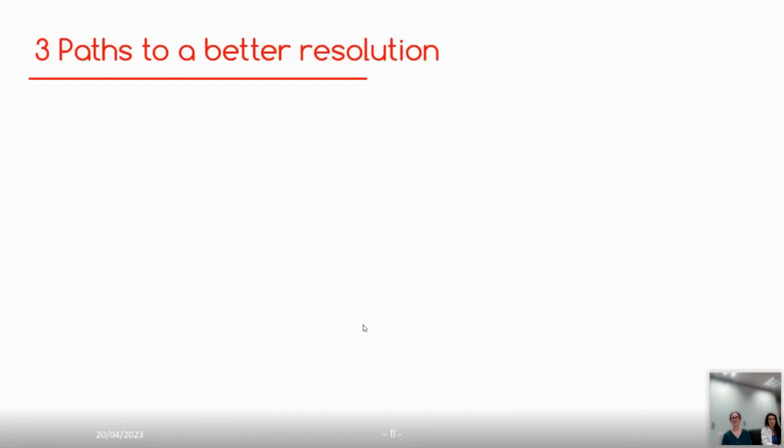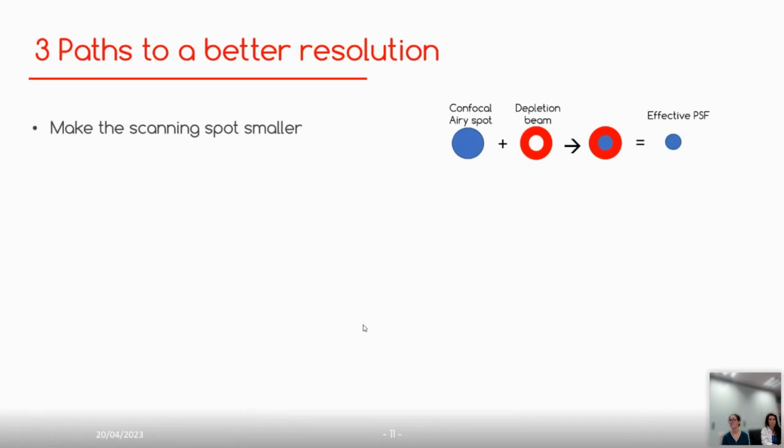But there exist three paths to lead to a better resolution with light microscopy. First, you can make the scanning spot smaller. This is what is used in STED microscopy, where you have two laser beams that are aligned together. One, the excitation one, which gives you the same PSF as before, and another one which has this donut shape, which is depleting the signal around the center of the spot. Then, when you deplete the signal, you get a smaller PSF and give access to a better resolution.